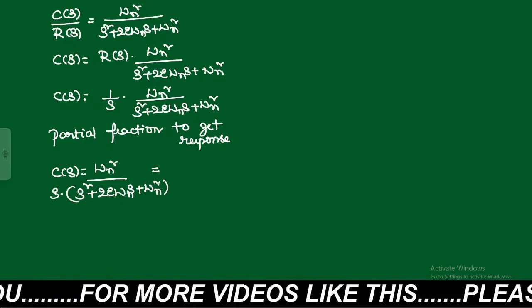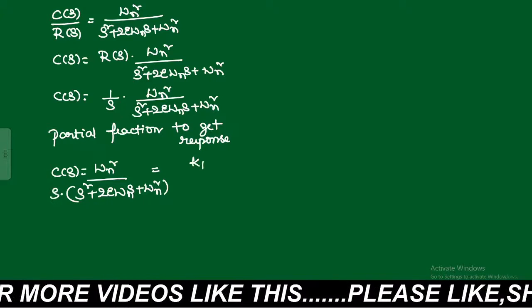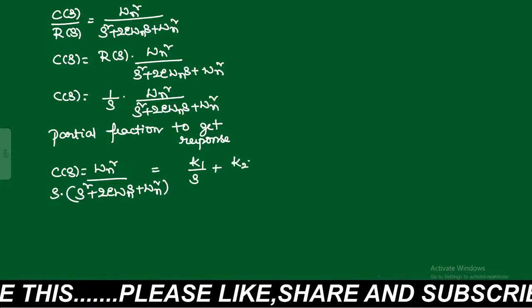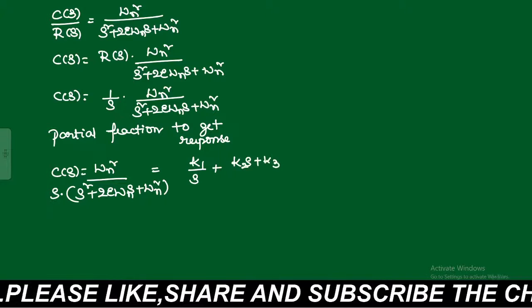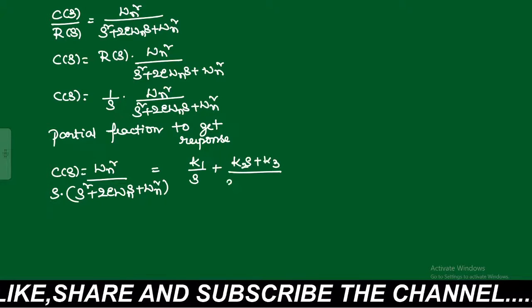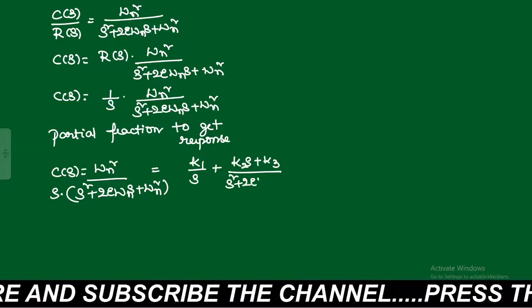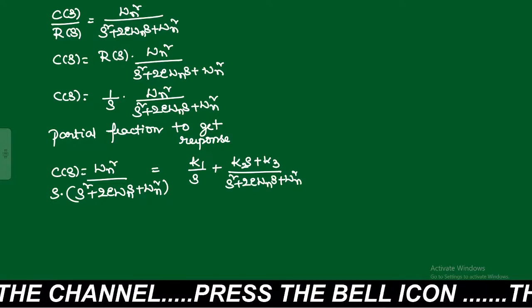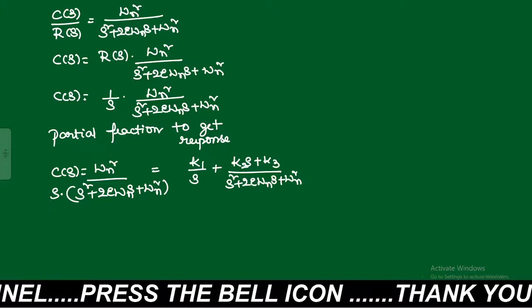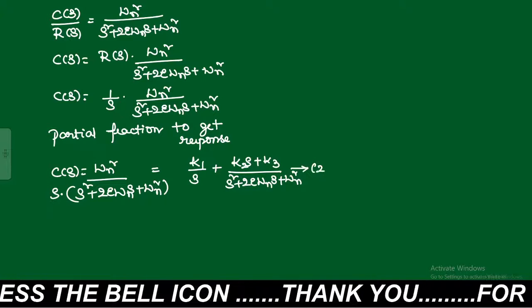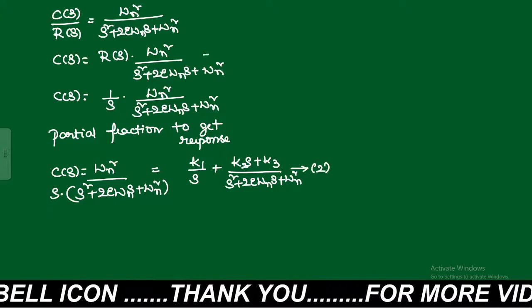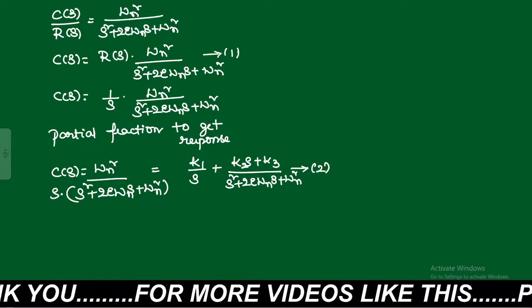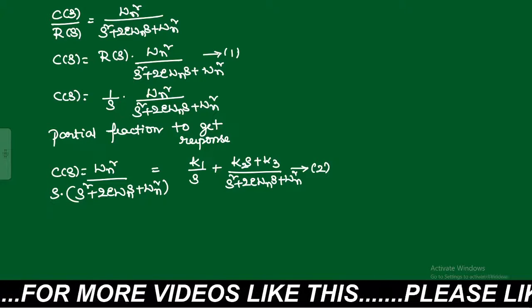So now we have to do the partial fractions, that is k1 divided by S plus k2 into S plus k3 divided by S square plus 2 zeta omega n s plus omega n square. This is the equation I have considered here. Let us consider this is equation number 2 and the earlier one is equation number 1. Now we have equations 1 and 2. Let us solve equation 2 to get the time response.